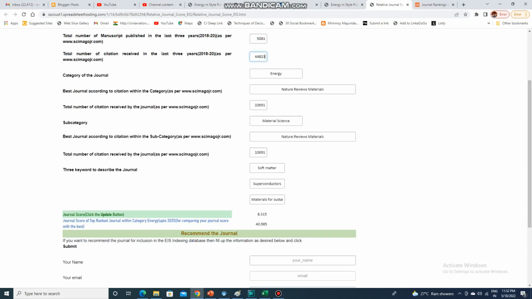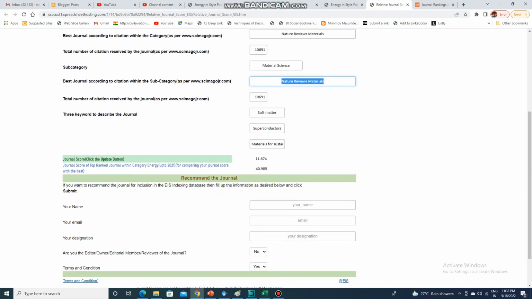Now, the category of the journal, energy. The best journal is Nature Reviews Materials. Now this is the interesting part. Total number of citations received by the best journal. Okay, not by your journal, but by the best journal. We have already retrieved it as 10691. Subcategory materials science. The best journal of this subcategory is of course Nature Reviews Materials, and this is also 10691.